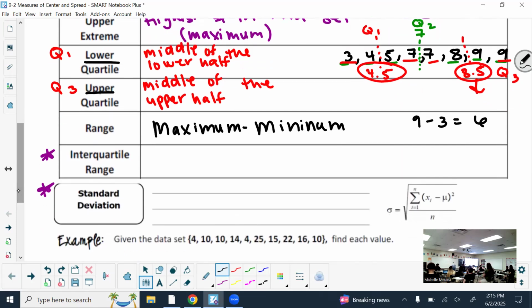Now, interquartile range, really remember range is a subtraction problem. Because that now leads you into this. Interquartile range is still a subtraction problem. But what do you think we're subtracting?